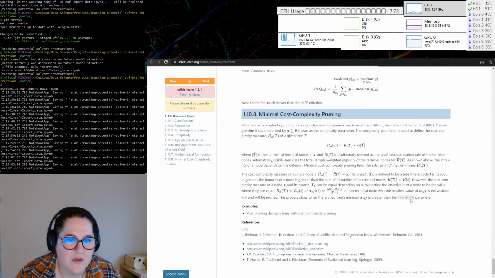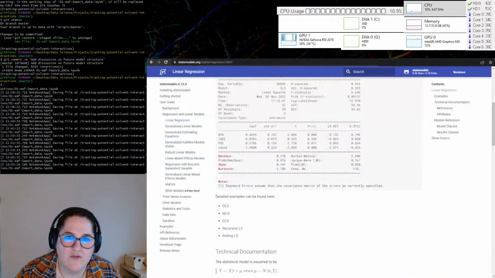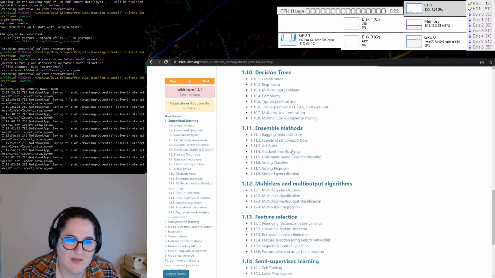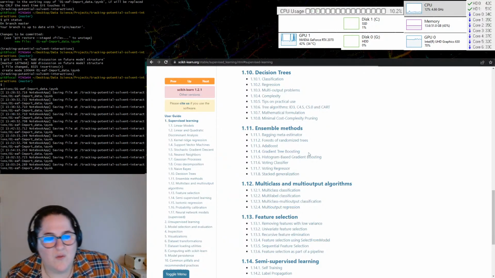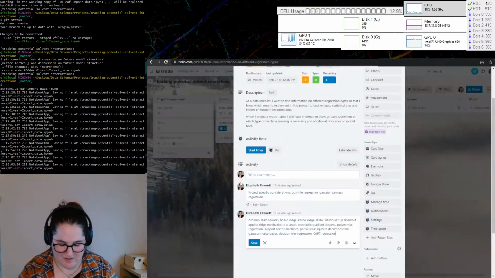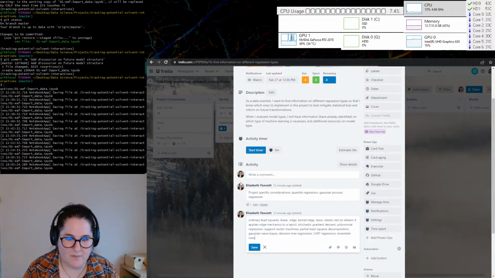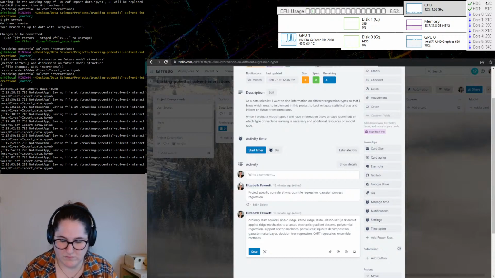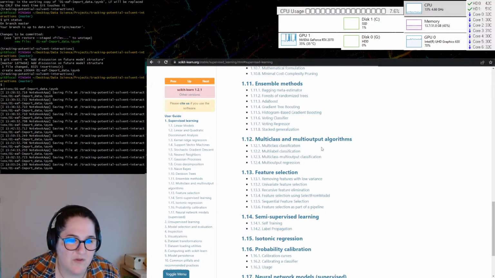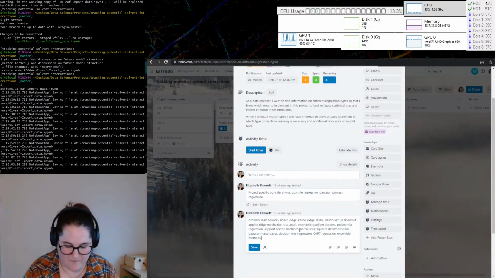Mathematical formulation, minimal cost complexity pruning. This is going to be a big thing in the future. Okay, then ensemble methods. Here, it's probably going to be like gradient tree boosting or this voting regressor. So I'm just going to put ensemble methods here in my list. And then we don't have any multi-class or multi-output. We definitely want to do some feature selection.